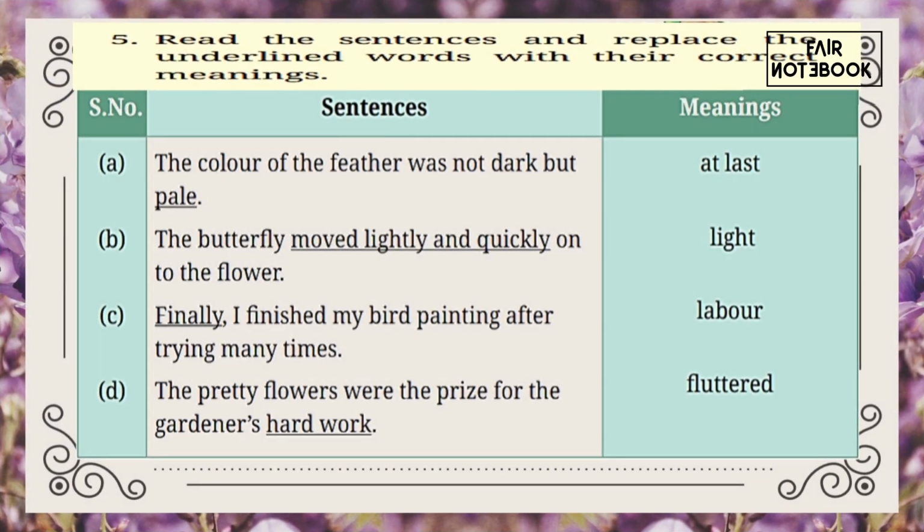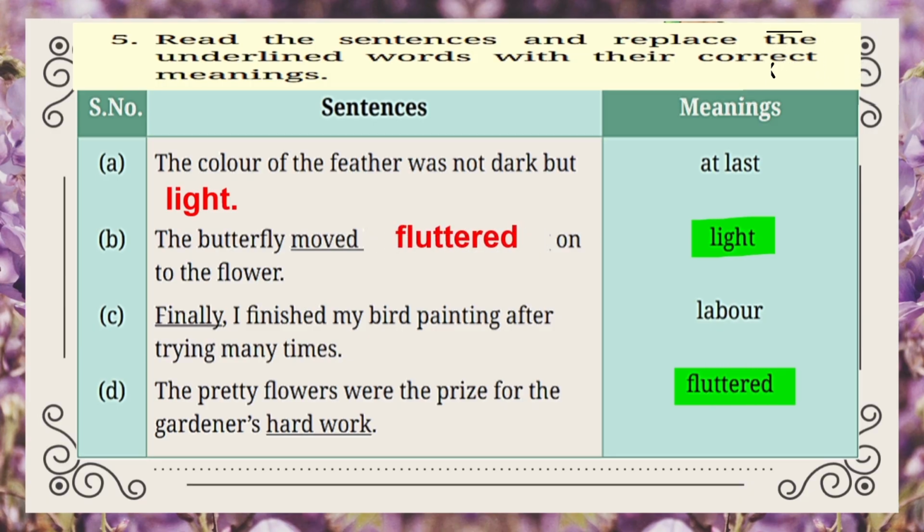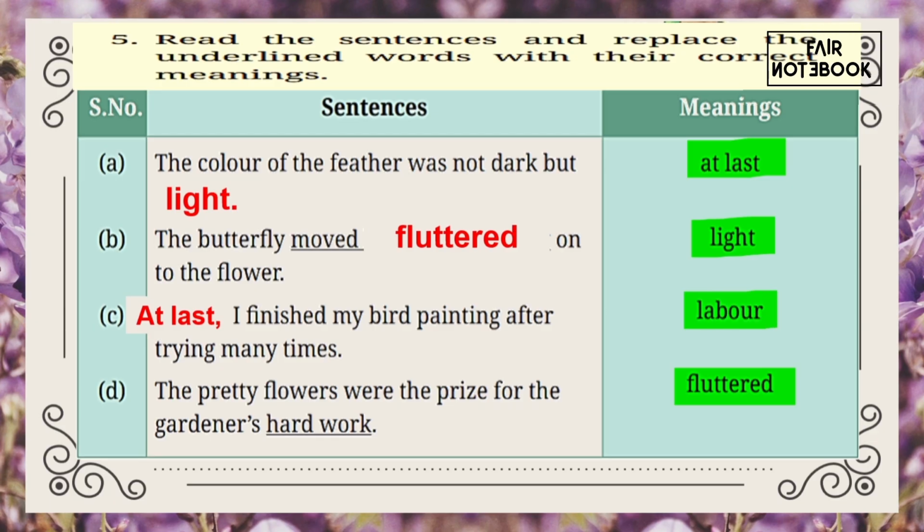Read the sentences and replace the underlined words with their correct meanings. Sentence, the color of the feather was not dark but pale. Meaning, light. The butterfly moved lightly and quickly to the flower. Meaning, fluttered. Sentence, finally, I finished my bird painting after trying many times. Meaning, at last. Sentence, the pretty flowers were the prize for the gardener's hard work. Meaning, labor.